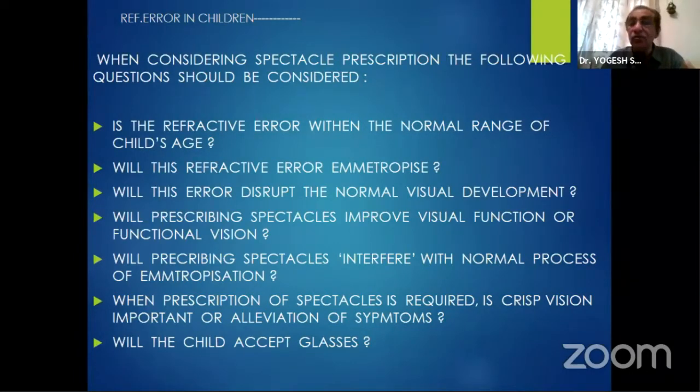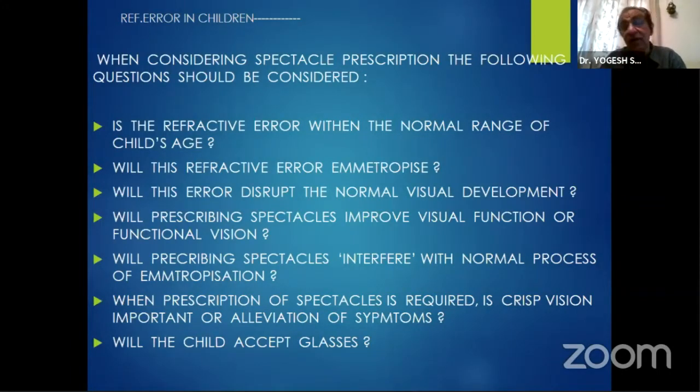There are so many problems in small children, retinitis pigmentosa, bilateral Leber's atrophy, and all these things, where the functional vision is only the vision which is left with a child of 10 or 12 or 14 years. So how can you improve this functional vision? That is another aspect of discussion. It's not the time here to do it. Now, will prescribing spectacles interfere with the normal progression of emmetropia?